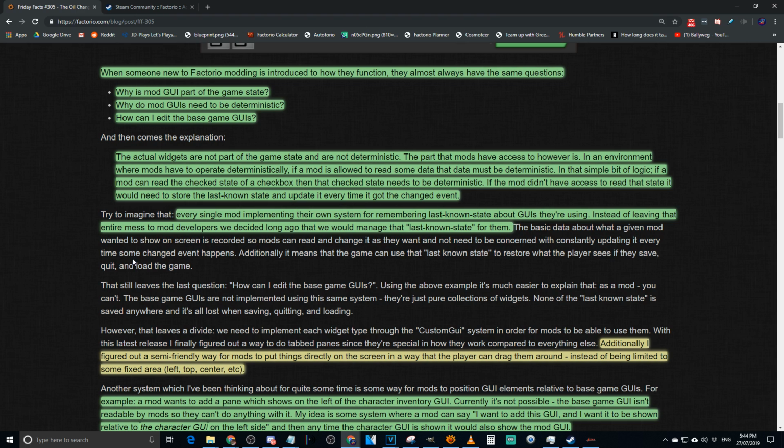Instead of just leaving that entire mess to the mod developers, we decided long ago we would manage that last known state for them. So, basically, Woob said, hey, this is how it's got to be done, and you have to conform, or you can't write anything that touches the GUI. It would at least save a lot of headaches in the long run. Yeah, it's one of those early planning things that Woob's done really well. They've said, no, this is going to be handled this way, and that's the only way it can be handled.